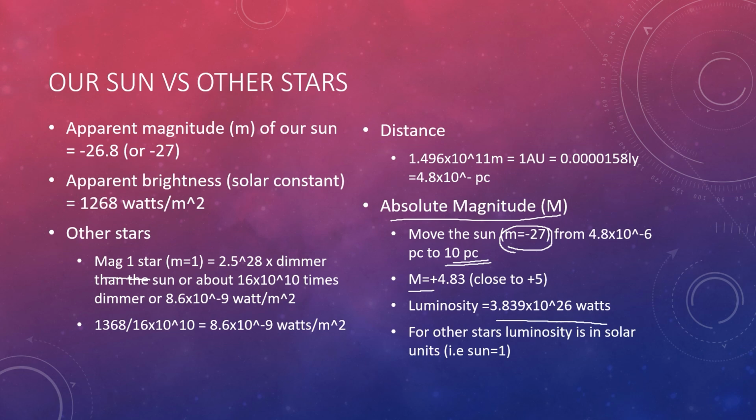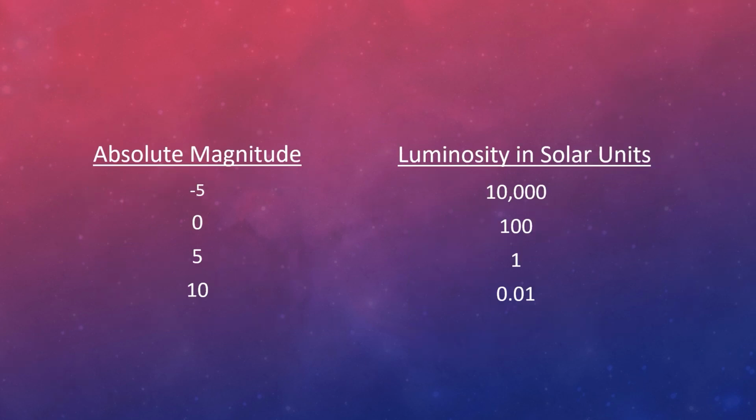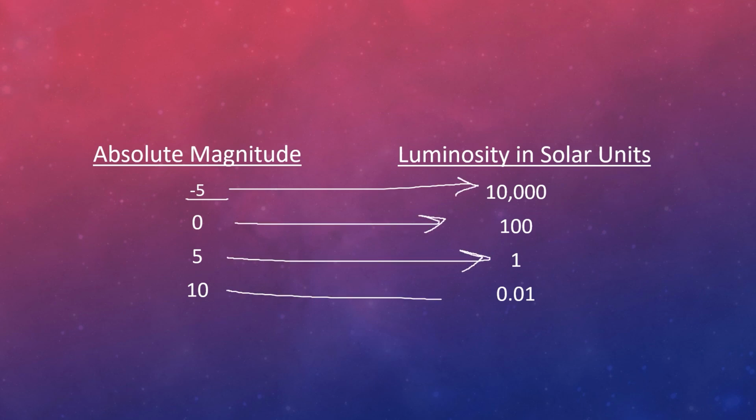For other stars, luminosity is in solar units because we're using the sun as a base of 1. If you have an absolute magnitude of 5, your luminosity in solar units is 1, 0 is 100, and 10 is 0.1. Alright, so we are going to do this in class. It will make much more sense when we actually get a chance to do it in class. But essentially what ends up happening is you will have a little m of, let's say, minus 5. Now you're going to move that star to 10 parsecs from Earth.